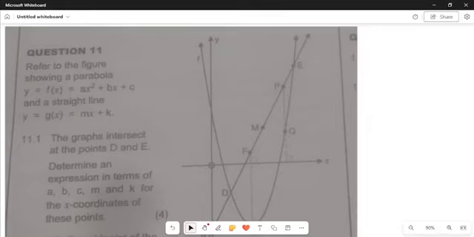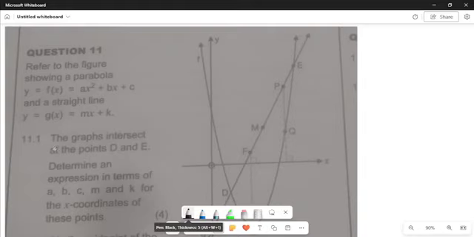Now, question number 2. This is one of the questions that was posted by our subscribers. So the question reads, refer to the figure showing a parabola y equals f of x equals ax squared plus bx plus c, and a straight line y equals g of x equals mx plus k.